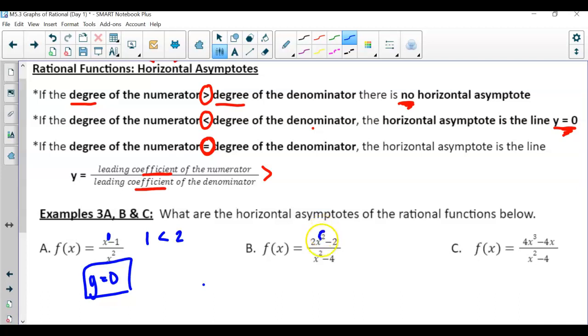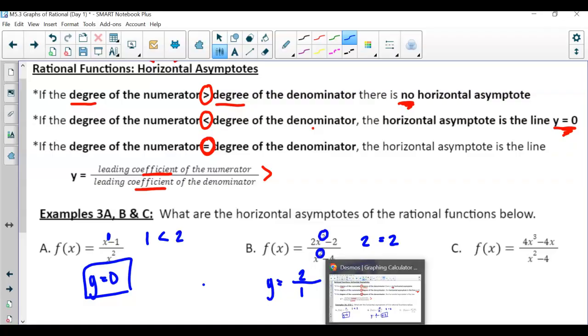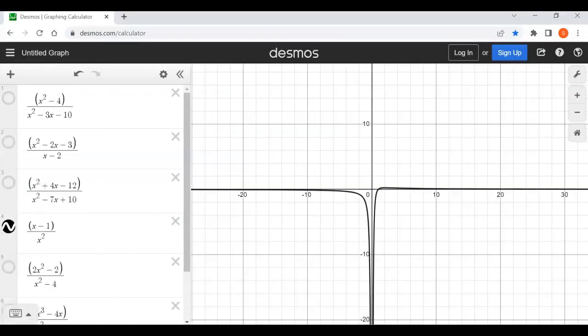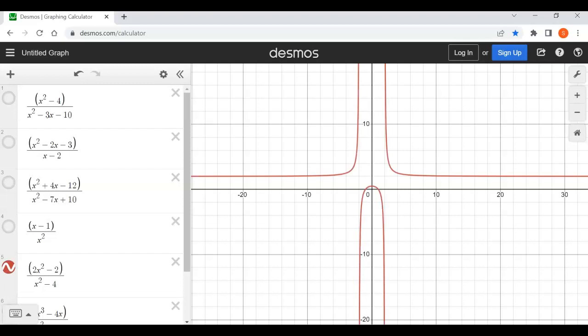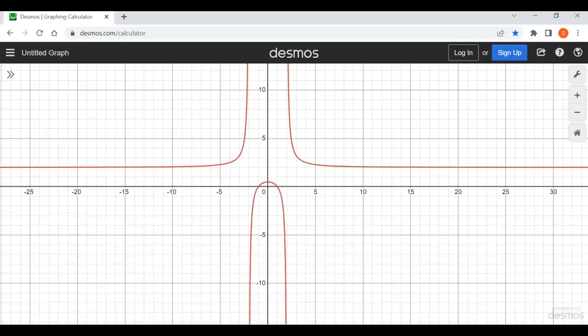Again, focus on the degree. The highest degree in both is 2. So 2 is equal to 2. That means when it's equal, we have to set up using the leading coefficient. So y equals, our leading coefficient for that degree is 2. And what's in front here? 1. So y equals 2. Just to see if we've got that correct, we said y equals 2 for the horizontal asymptote. Notice how the graph here at y equals 2 is getting closer and closer, but never reaching y equals 2.